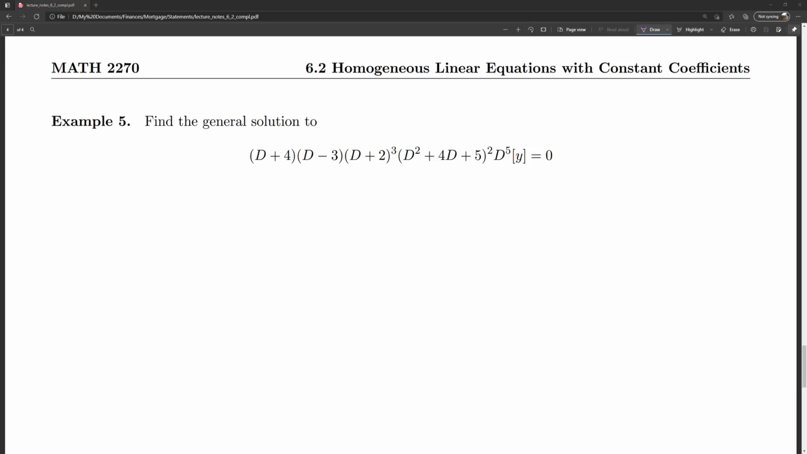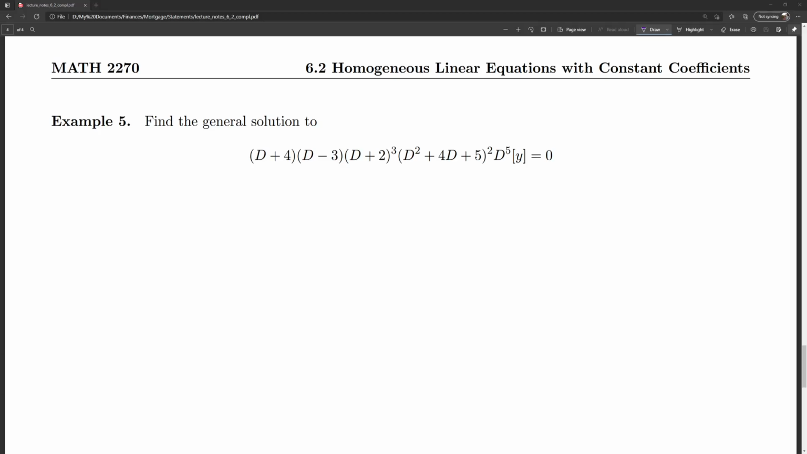As long as the auxiliary equation can easily be factored, we can apply this to any order differential equation. So in example 5, we're asked to find the general solution to (D + 4)(D - 3)(D + 2)^3(D^2 + 4D + 5)^2 D^5 acting on y equals 0.